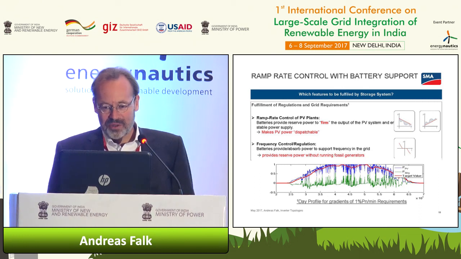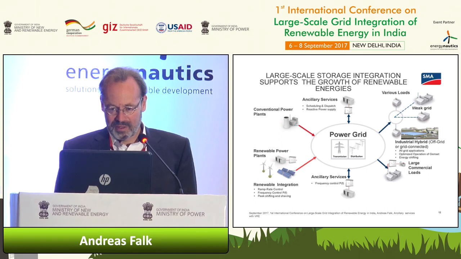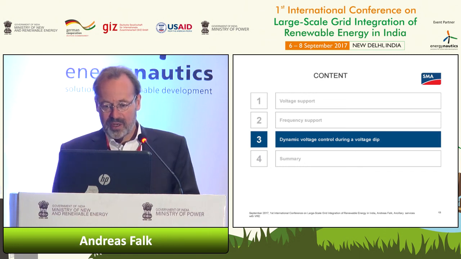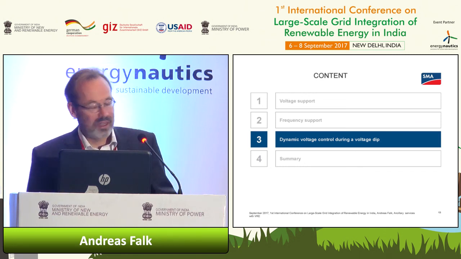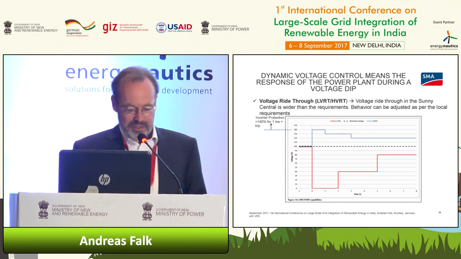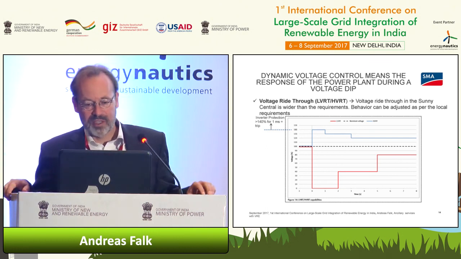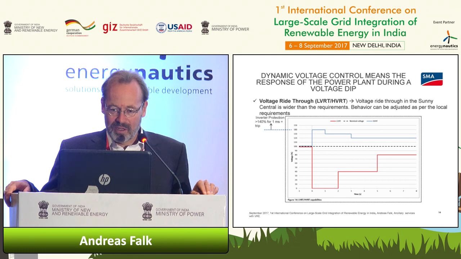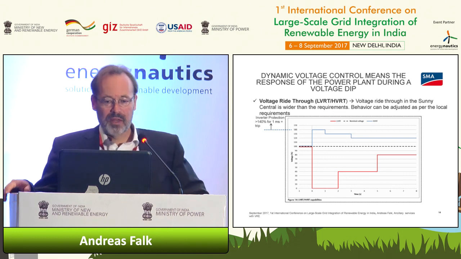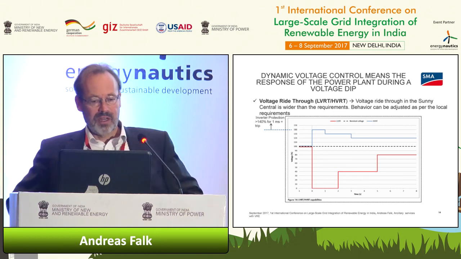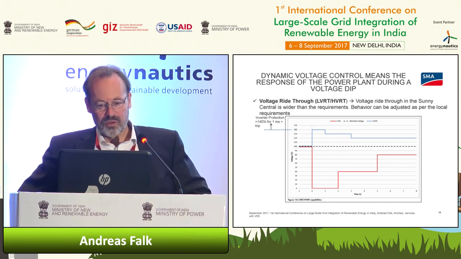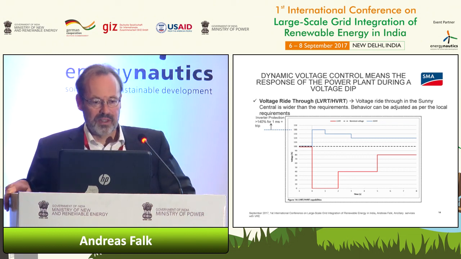I wanted to talk about other things too, but a small image about dynamic voltage control. Dynamic voltage control means that reactive power may be injected in case of voltage dips, and in case the voltage is too high. And what you see here in blue and red are the capability of solar inverter to provide dynamic voltage control.